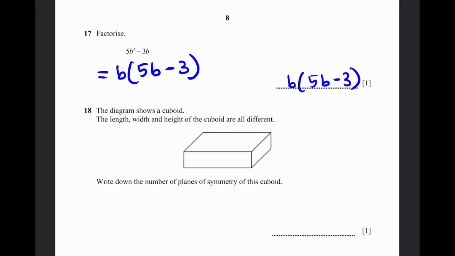Question 18. The diagram shows a cuboid. The length, width, and height of the cuboid are all different. Write down the number of planes of symmetry of this cuboid. So first, what is a plane of symmetry? A plane of symmetry is actually like a line of symmetry but for a cuboid. Planes are 2D shapes, so in a cuboid, the plane of symmetry is a rectangle.